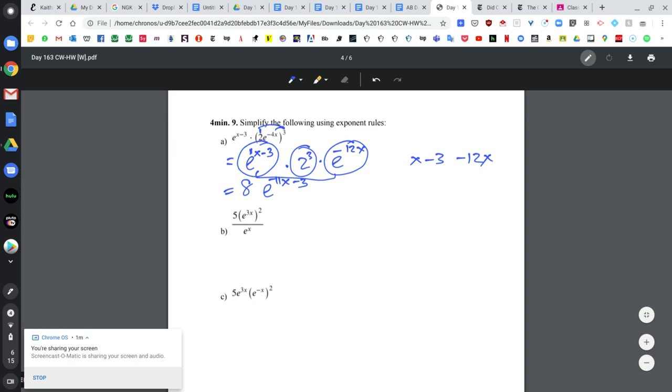Okay, let's do B together. You can pause the video, attempt it yourselves. Now, the 5 is outside. Observe, the 5 is outside. It's not part of the parentheses. So the 5 stays 5.